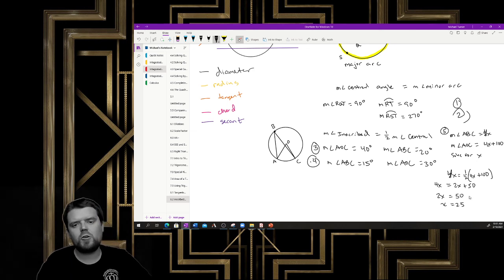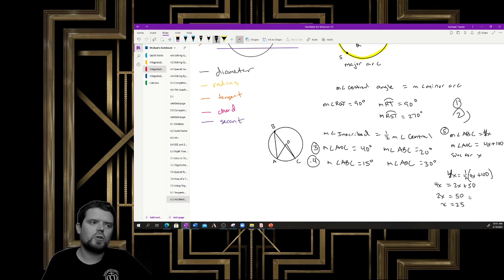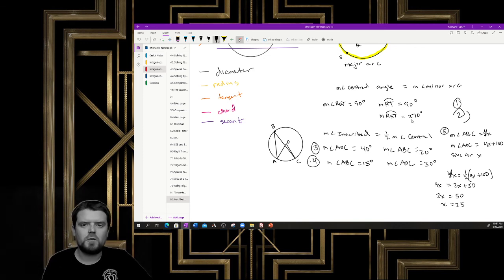So you're either telling me what the angle measurement is, or you're using these relationships to solve for a missing value, just like we did in 8.1.